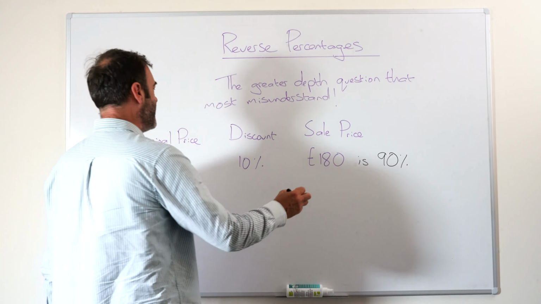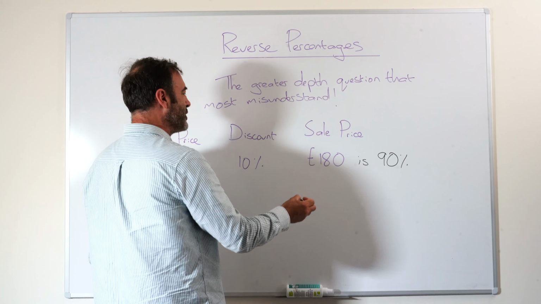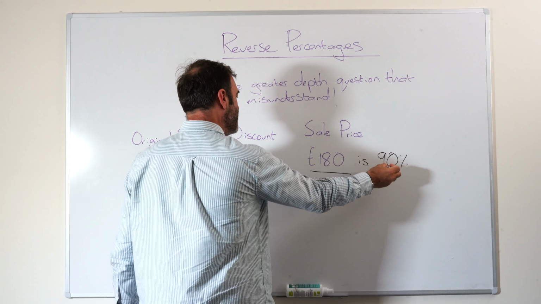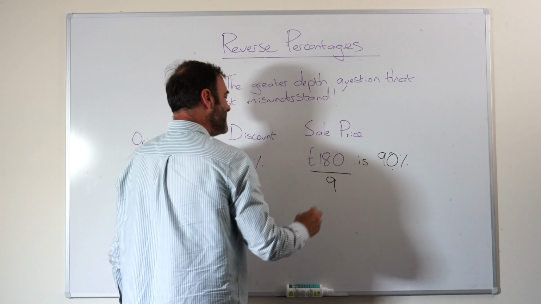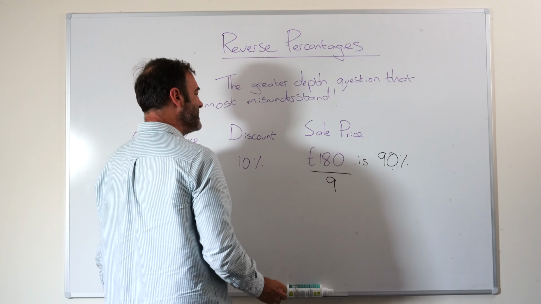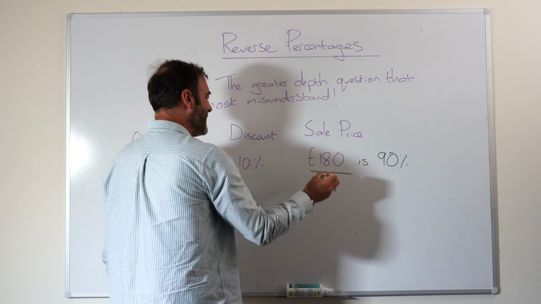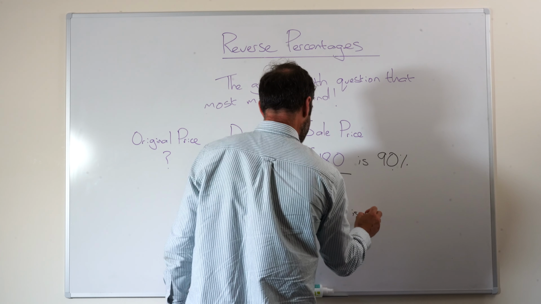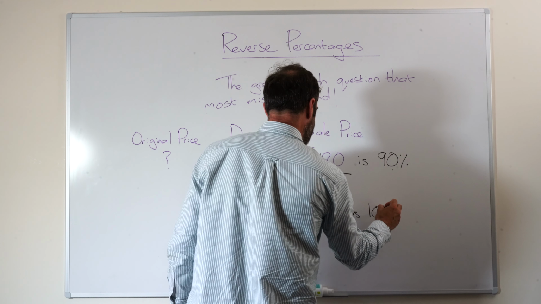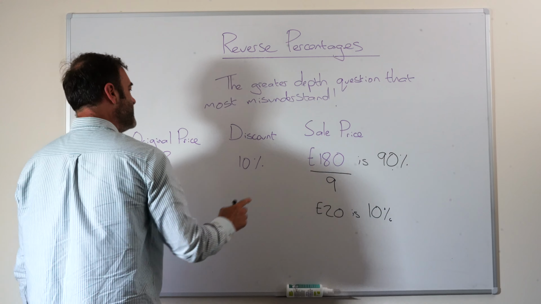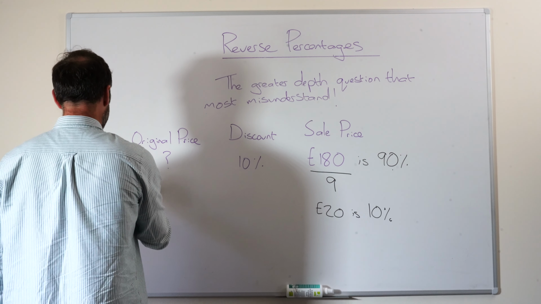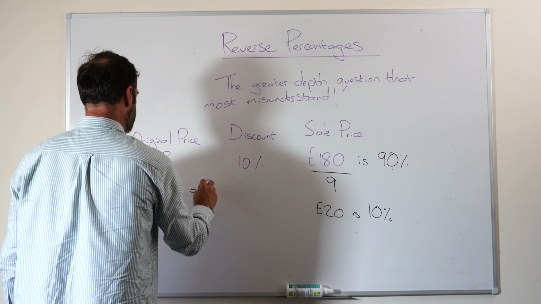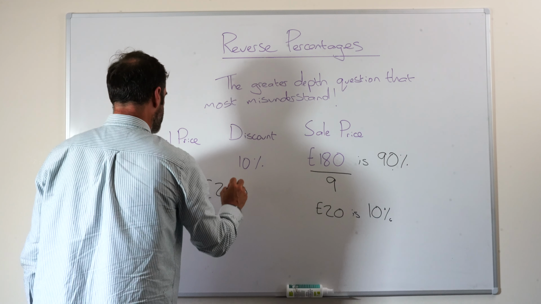So actually, to find the 10% to add back on, instead of dividing by 10, we divide by 9. So we know that there are 2 9s in 18, it's £20. £20 is the 10%. So now it's just a matter of taking this 180 plus the 20, and now we know that the original price was £200.